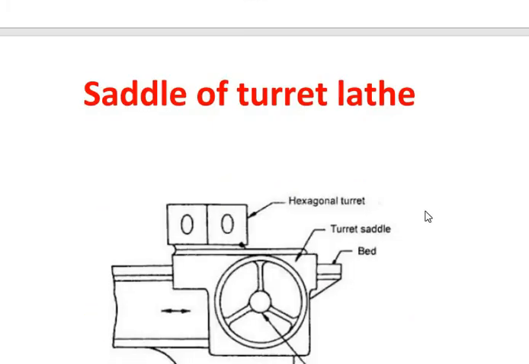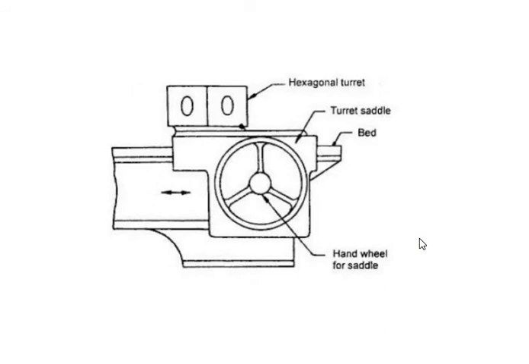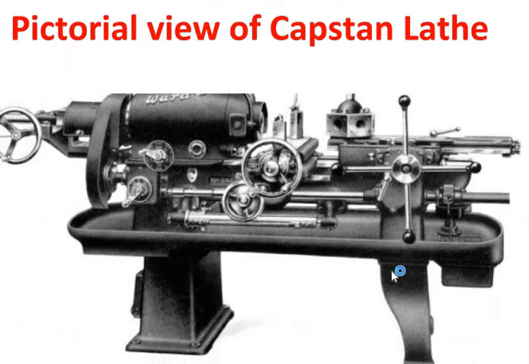Okay, and the saddle of the turret lathe. This is the saddle of the turret lathe with hexagonal turret. Remember that if a turret lathe comes up, it indicates a hexagon. Okay, turret, saddle, this is the bed and hand wheel.